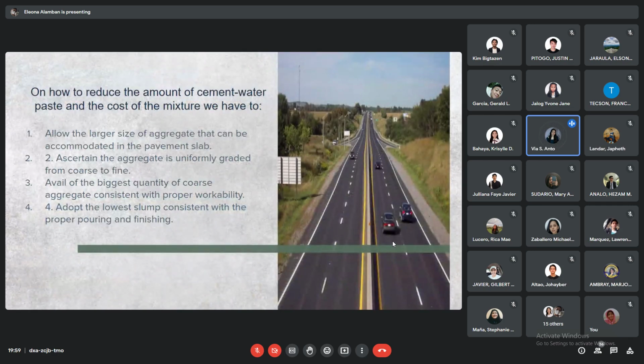Next. So, on how to reduce the amount of cement water paste and the cost of the mixture, we have to first allow the largest size of aggregate that can be accommodated in the pavement slab. Second, ascertain the aggregate is uniformly graded from coarse to fine. Third, avail of the biggest quantity of coarse aggregate consistent with proper workability. Fourth, adopt the lowest slump consistent with the proper pouring and finishing.